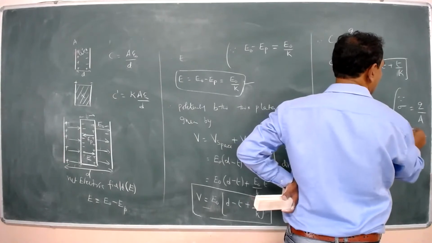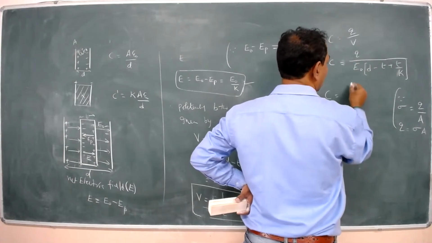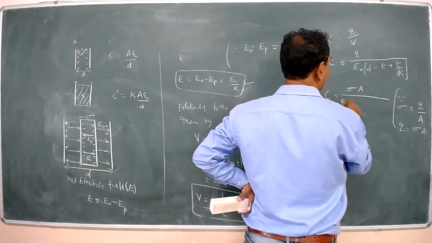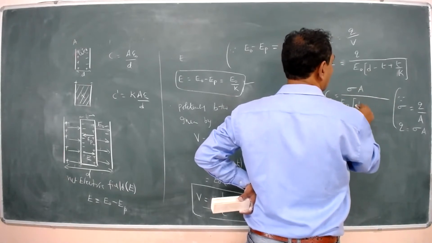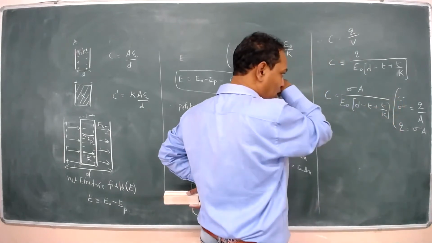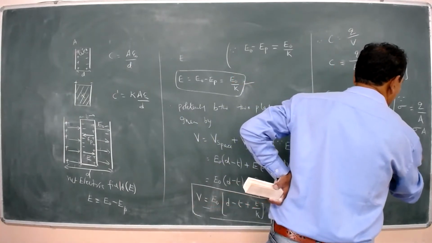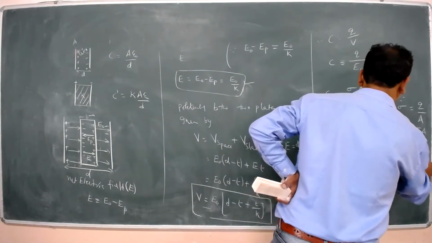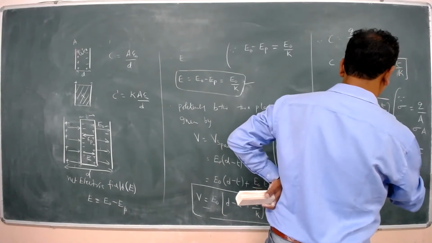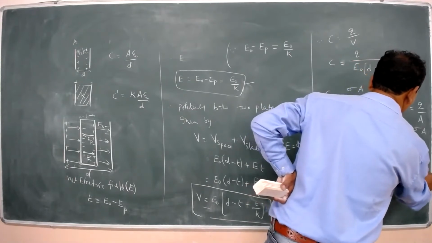So you can write here charge is equal to sigma into area. If I substitute this value here, then I can write sigma A divided by E naught into D minus T plus T by K. We can write this value. And also since E naught is equal to sigma by epsilon naught, sigma is equal to E naught into epsilon naught.